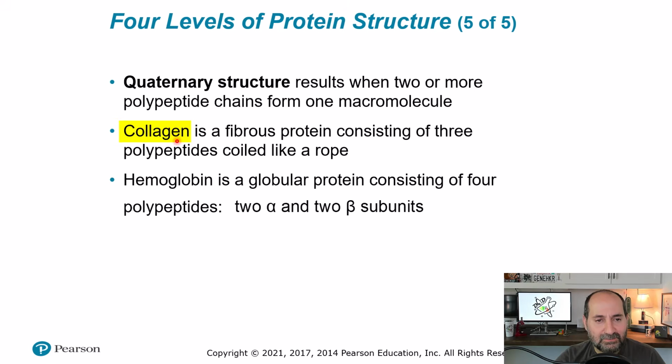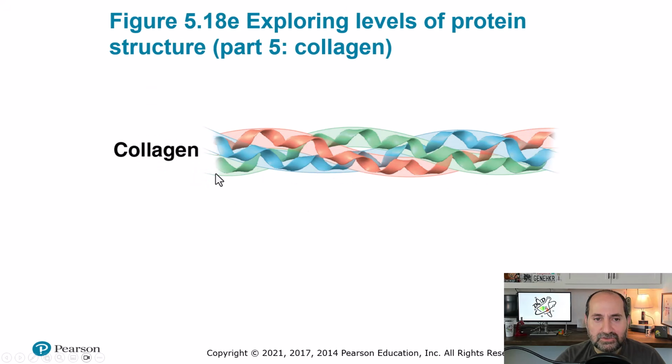Collagen is an example. Collagen is a fibrous protein consisting of 3 polypeptides coiled like a rope. And here's its structure. You see you have collagen, which is made up of the red protein, the blue protein, and the green protein, all kind of coiled up together. And they all form alpha helices. But this would be a quaternary structure because it is made up of 3 proteins.